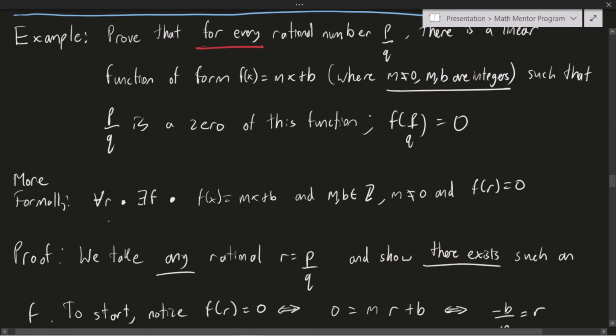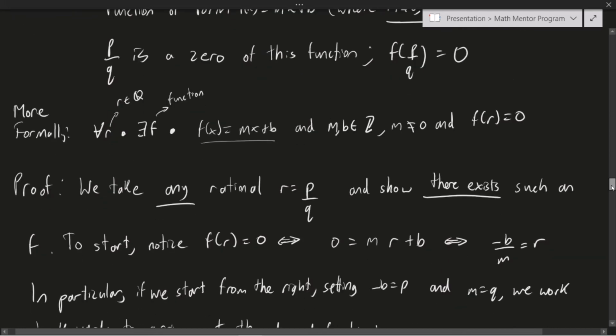So this is a little more formal. For every r, now r I intend to be a rational number, okay? There is a function f, right? So notice now that I'm specifying where each of these variables come from. r is not a set anymore, f is not a set, r is a rational number, and f is a function, okay? And I want these properties to be true. f of x is equal to mx plus b, where m and b are integers, m is non-zero, and f of my little r is 0, okay?